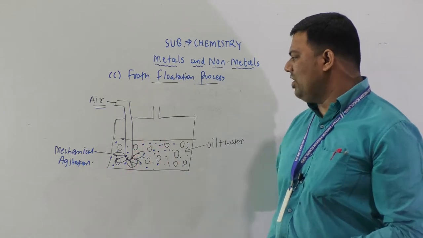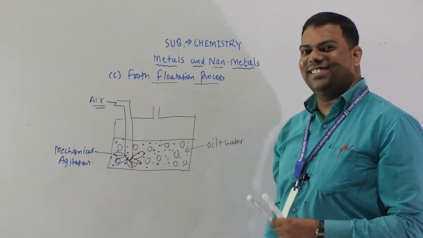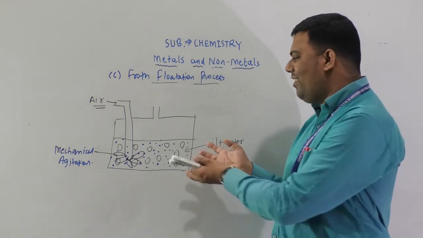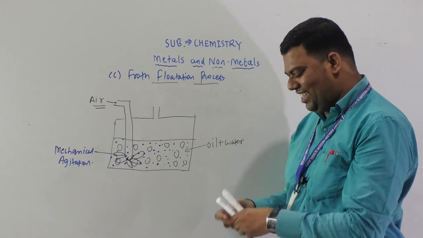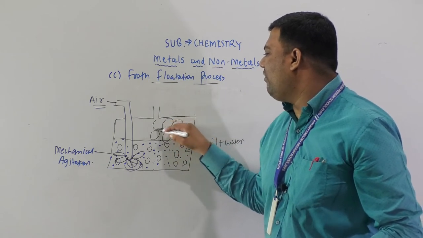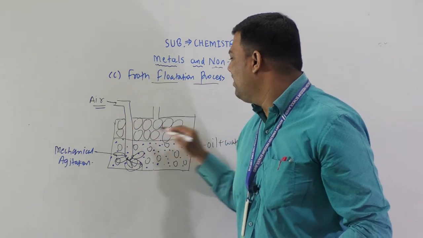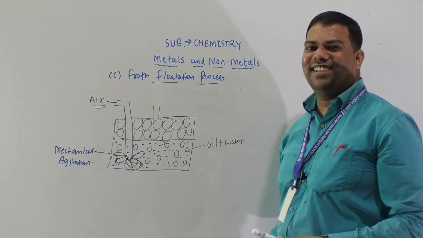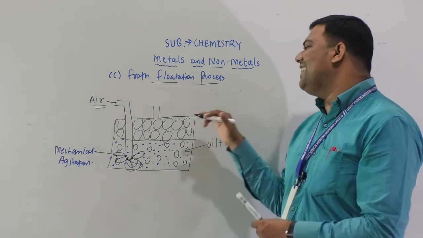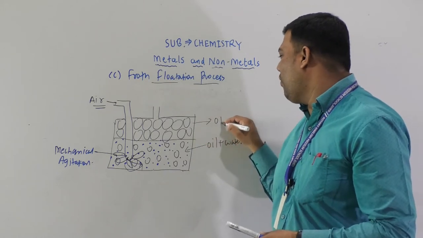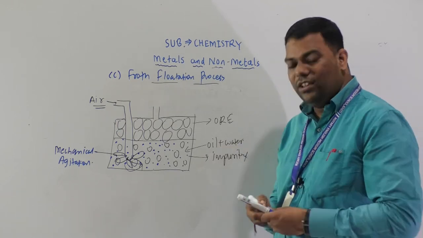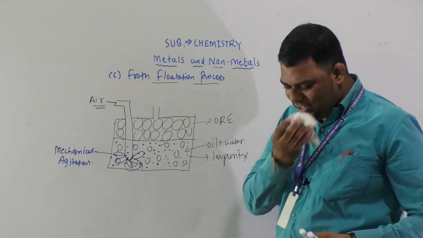So after mechanical agitation what will happen? The ore particles form a froth, in Hindi we call it jhag. After mechanical agitation, the ore particles will go up, and the impurities, which are wetted by water, will settle down, and like that we can separate the ore. The impurity, wetted by water, settles down only because of its higher density.